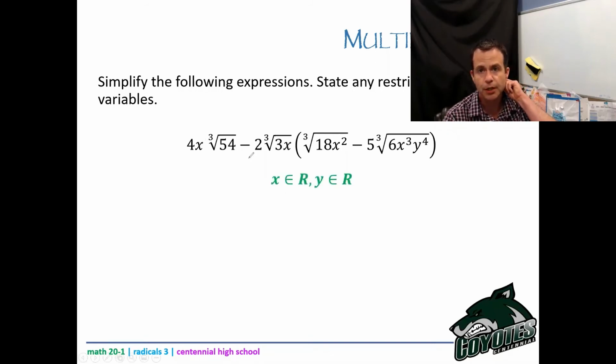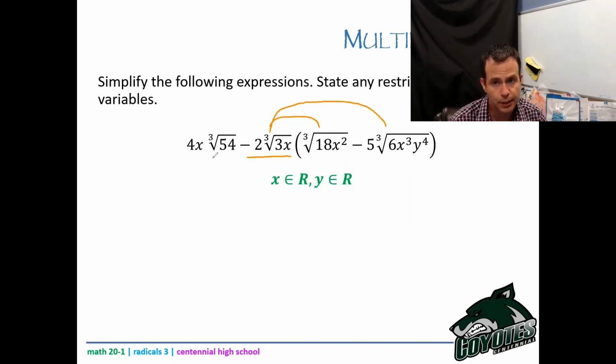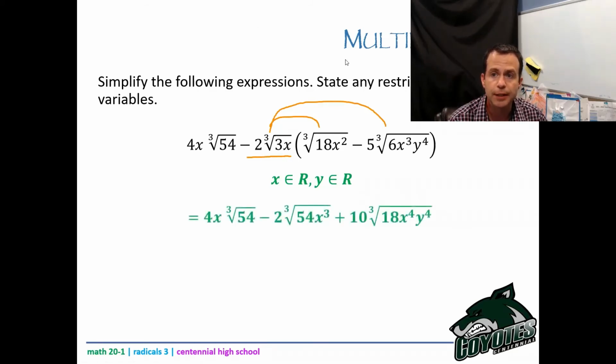And now I'm going to do the multiplication. So I'm going to go -2 cubed root of 3x times this guy. So first of all, my 4x cubed root of 54 is just going to go as my front term. Then I'm going to have here -2. 3 times 18 is 54. X times x squared is x cubed. So that'll be -2 cubed root of 54x cubed. Then I'm going to do this one. So that's going to give me +10 when I multiply the -2 times -5. Okay, and then the 3x times the 6x cubed y to the 4 is going to give me 18x to the 4 y to the 4. Okay, so the first line I'm showing you here is just me doing that multiplication.